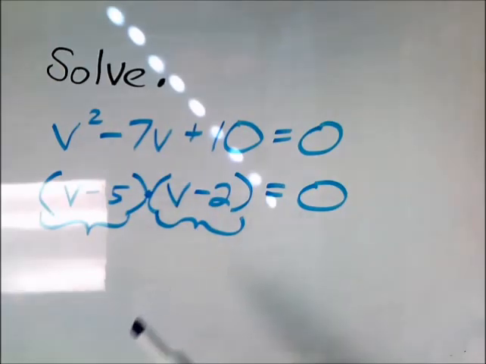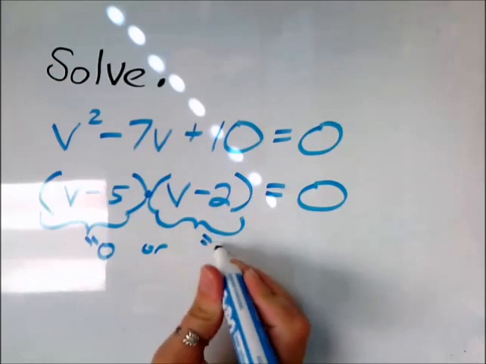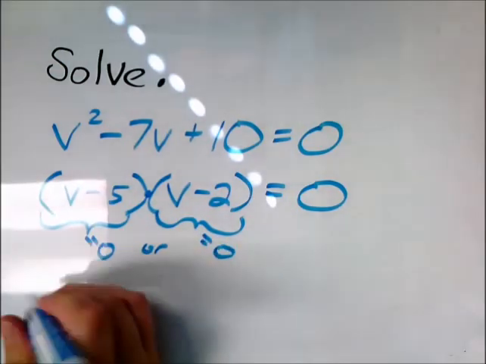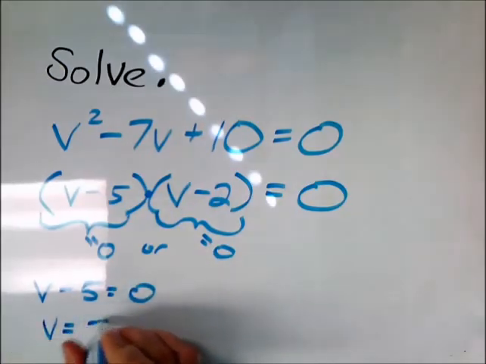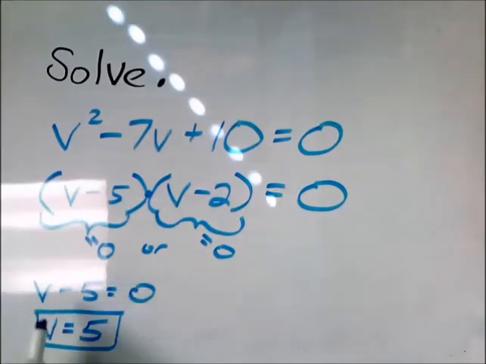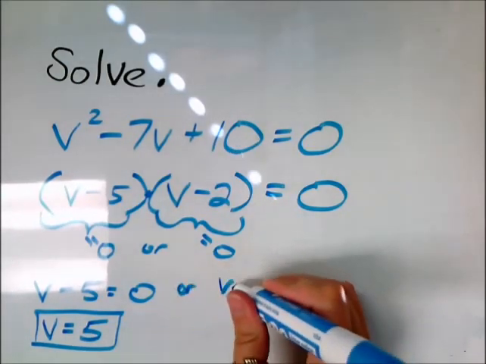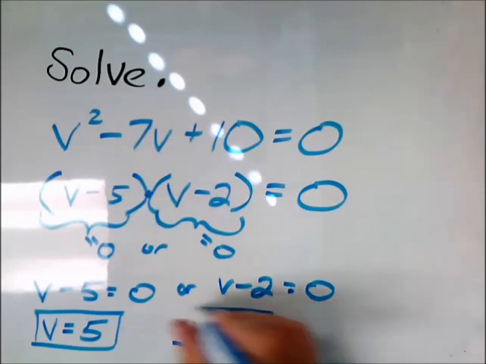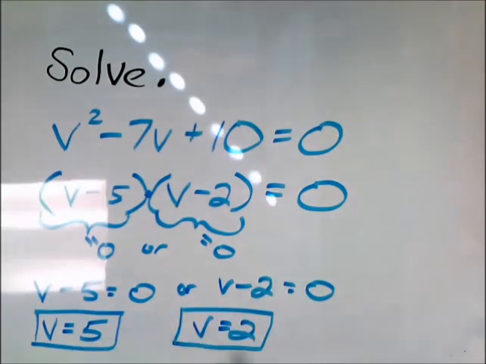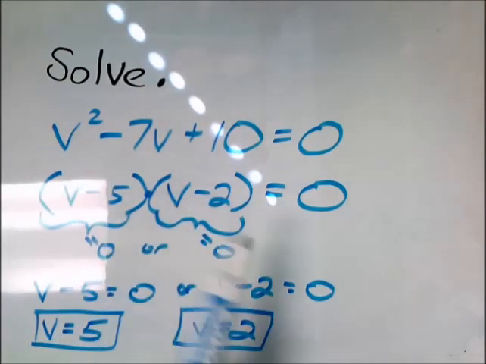So there's two different ways we can make this work. Either this one could equal 0, or this one could equal 0. And so here's where our two solutions will come from. If I set both my factors equal to 0, and then after that it's pretty easy, add 5 to both sides to get v by itself. So either v minus 5 is 0 or v minus 2 is 0, and we end up with two solutions, v equals 5 and v equals 2. So if we put either of these two numbers back into our original equation, it would make the whole thing equal 0.